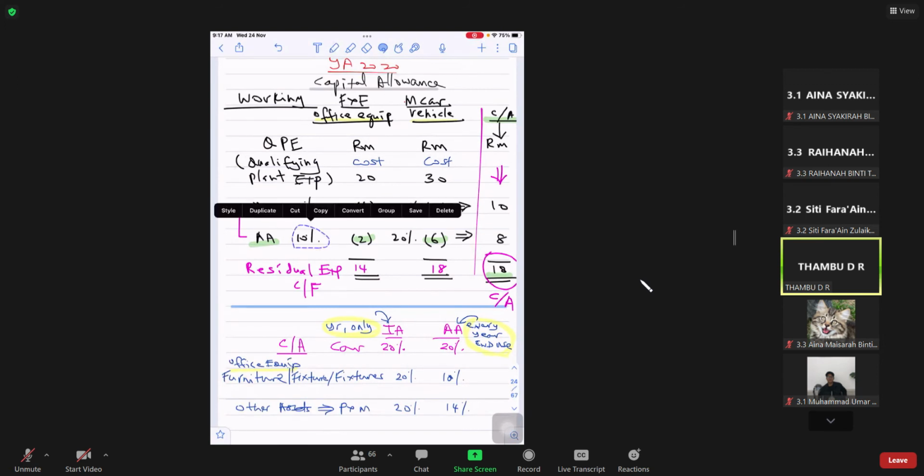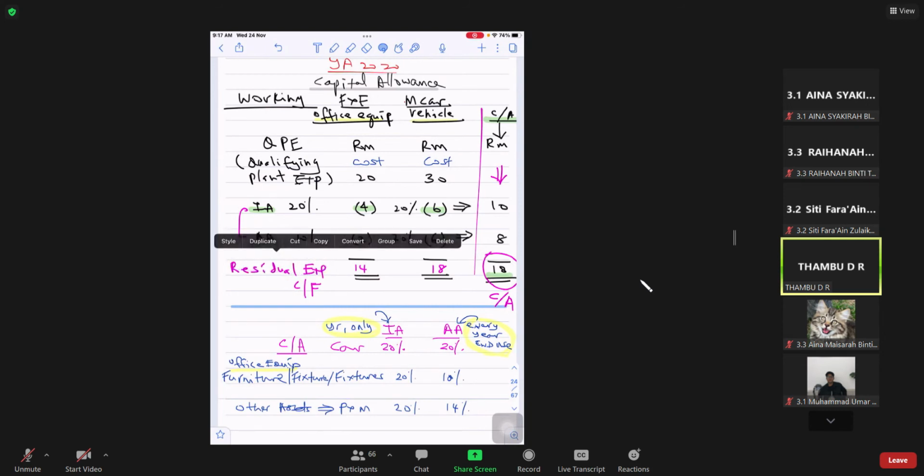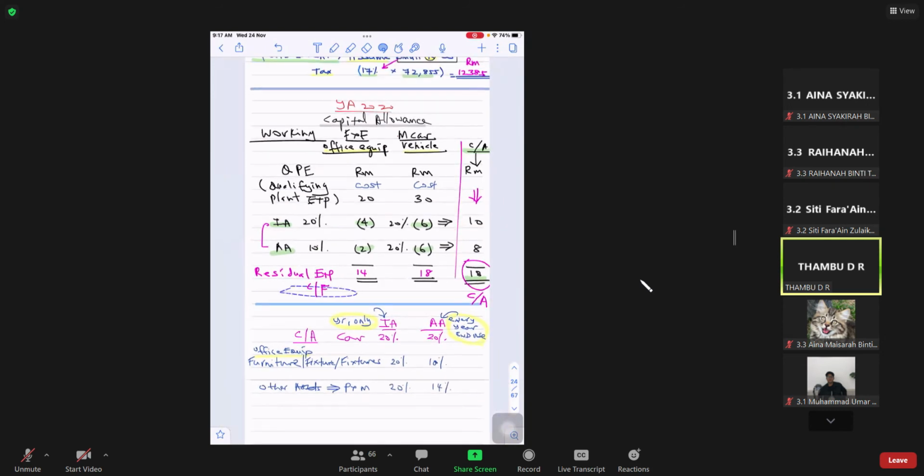You can see here, IA and AA. First, I put one line IA. Next, I'm putting AA: 10 for fixtures, 20 for car. Car is the same figure. So 4 plus 6, 10. 2 plus 6, 8. This is your capital allowances. The balance we call residual expenditure.